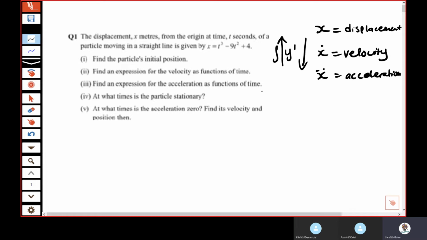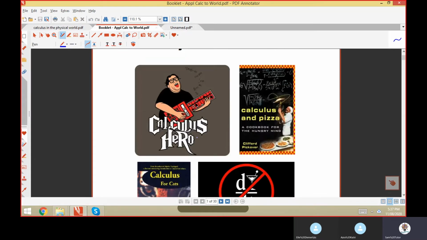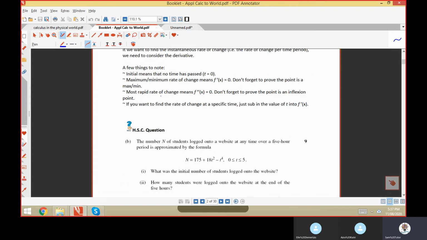What else do we need to know? We need to know a few different words. So I think that's when I'll open up this booklet and we'll talk about different words.